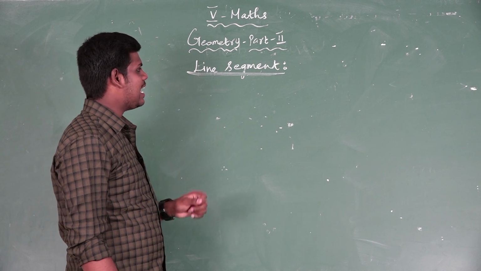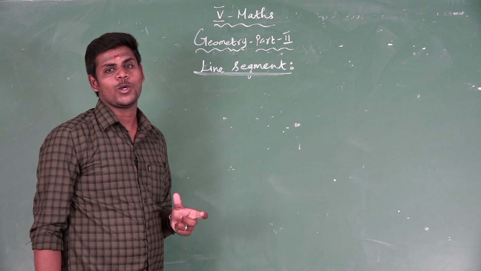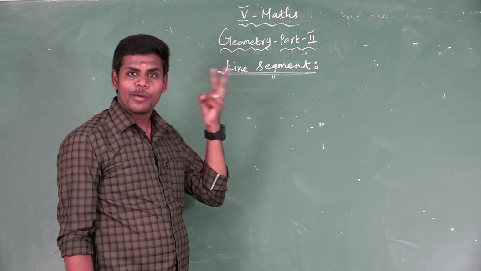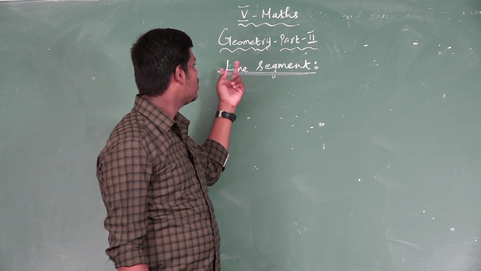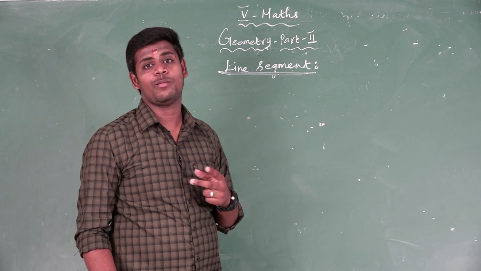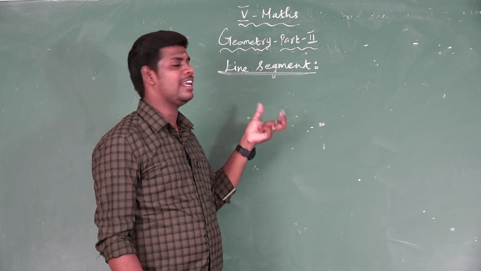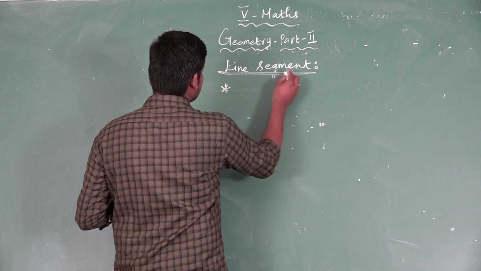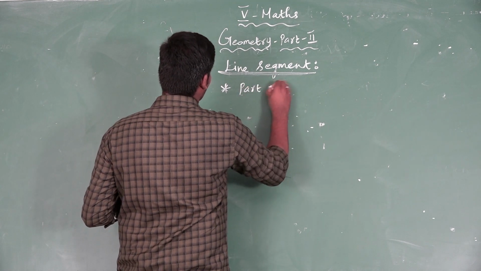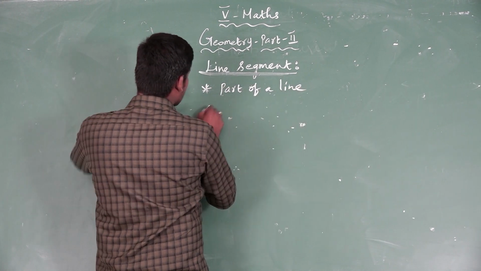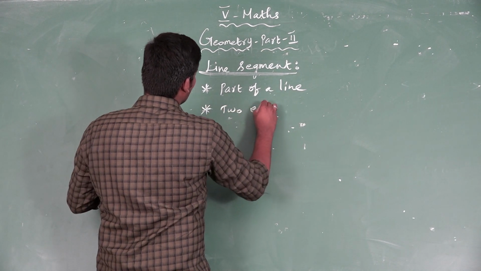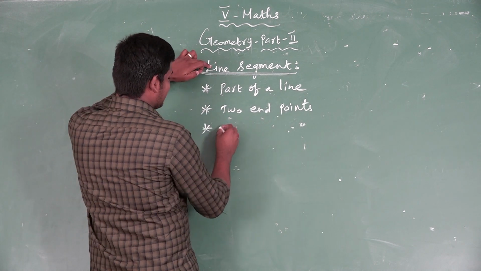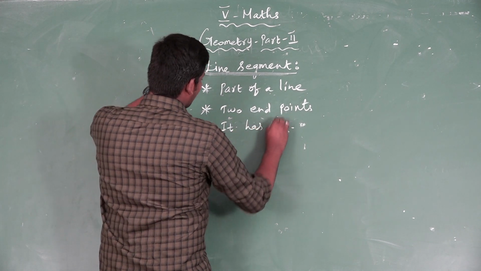The next one is line segment. Line segment is a part of a line. How many end points does it have? Likewise line, the line segment has two end points and a fixed length. So line segment is a part of a line. It has two end points, so it has a fixed length.